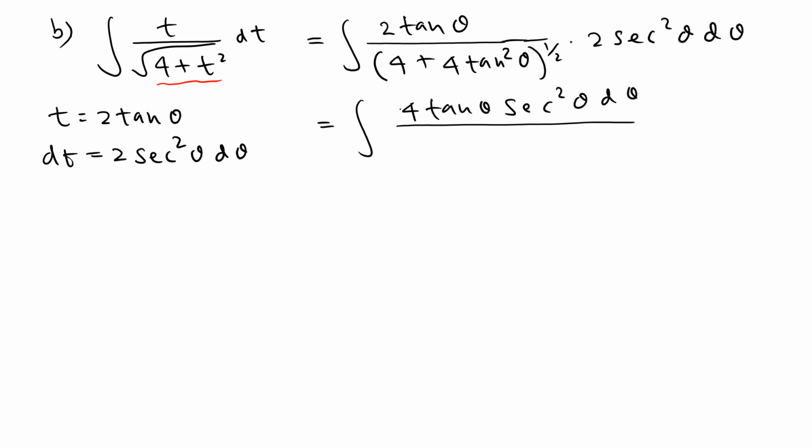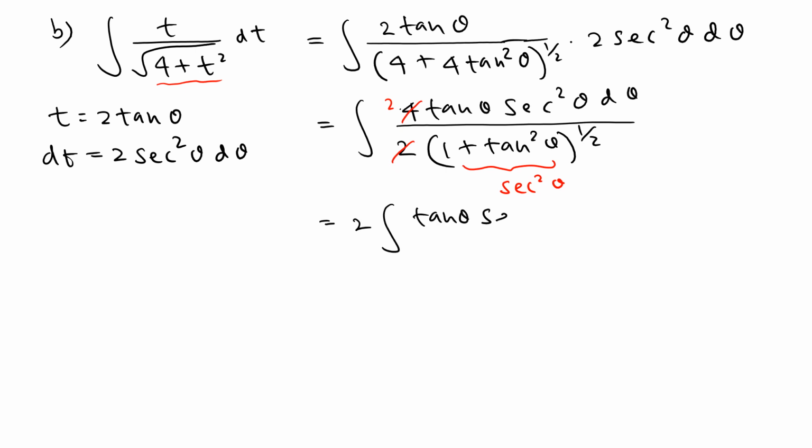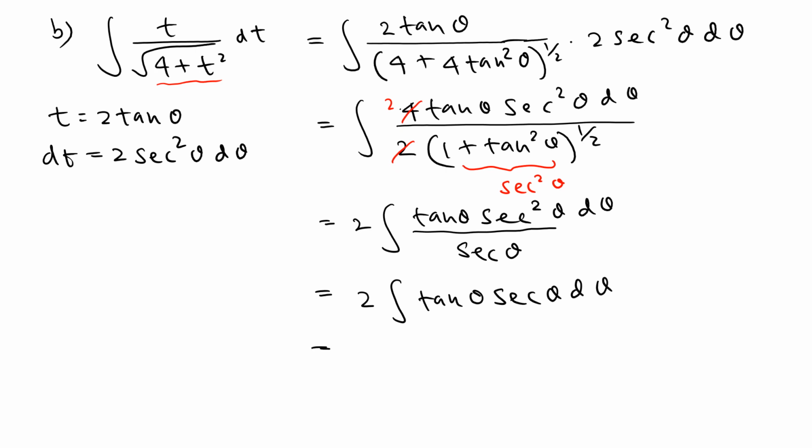So we have 2 times 2 is 4 tan theta secant squared theta d theta. And here what you can do is pull 4 out under the square root, it's going to be 2. And then we have 1 plus tan squared theta to the 1/2 power, but we know that this is simply secant squared under the square root. It's going to be secant. Also you can simplify this, the 2s cancel, so you can write 2 outside, so you're going to get tan theta secant squared theta d theta divided by secant theta. Now you can see one secant gets cancelled, so you're going to get 2 tan theta secant theta d theta. This is just the derivative of the secant, so this is 2 secant theta plus c.